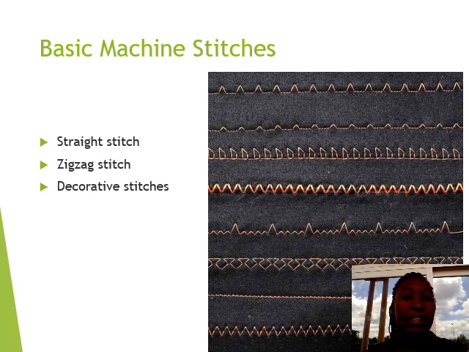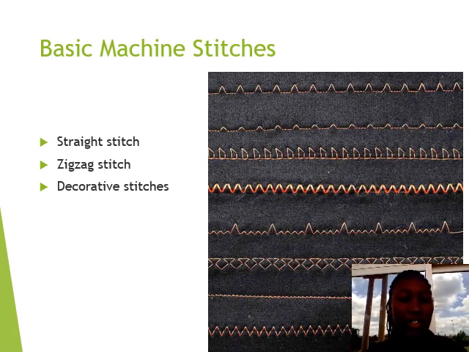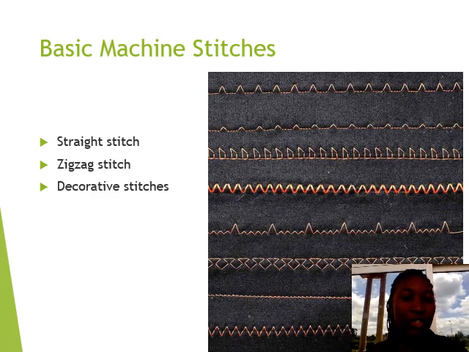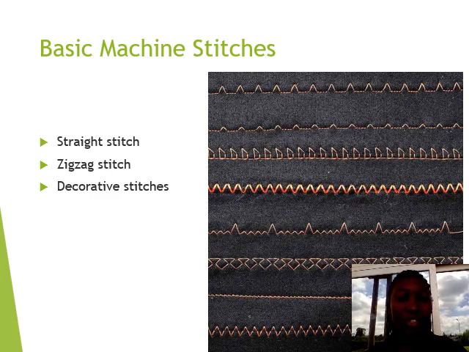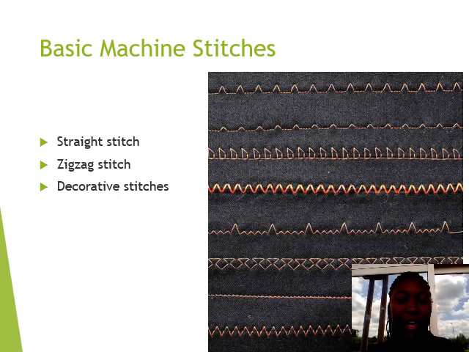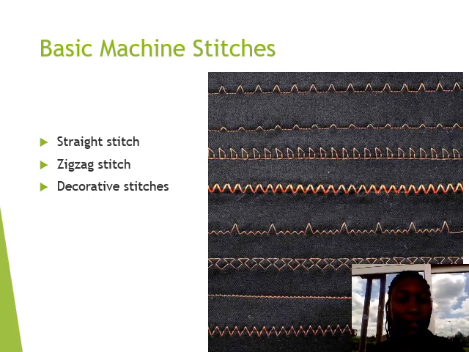We have basic machine stitches. These categories are under permanent stitches. Examples are straight stitch, zigzag stitch, and decorative stitch. Straight stitches are used in a straight way. When you are sewing, you do it in a straight line.